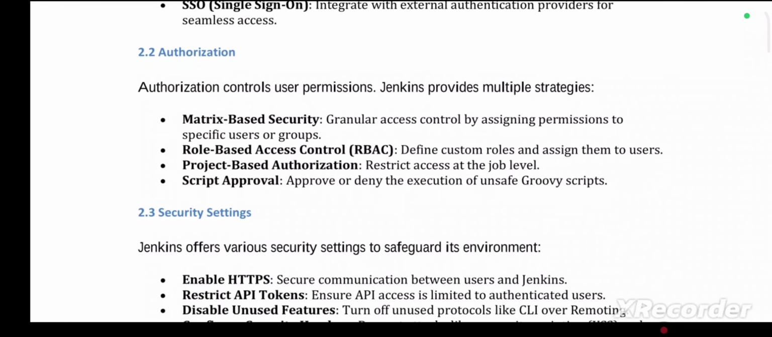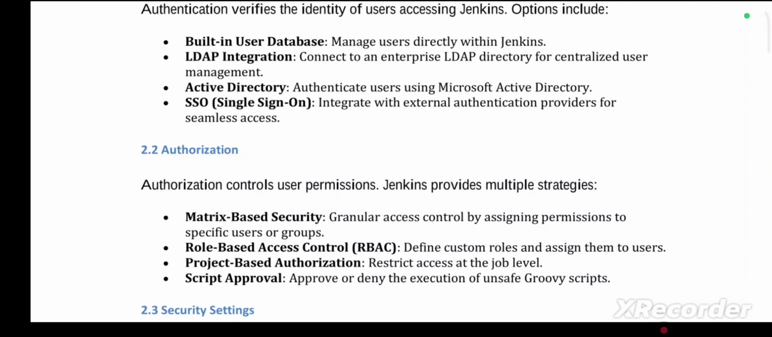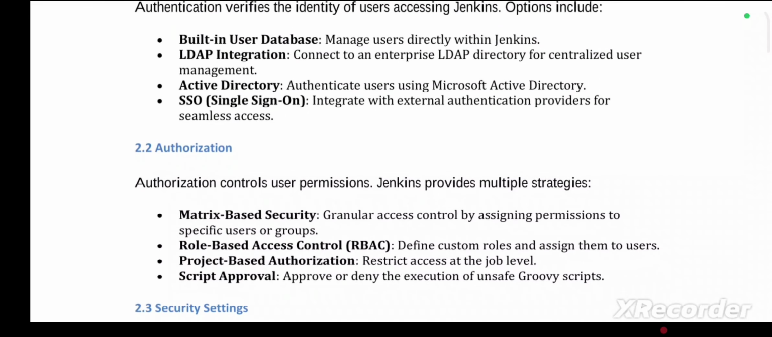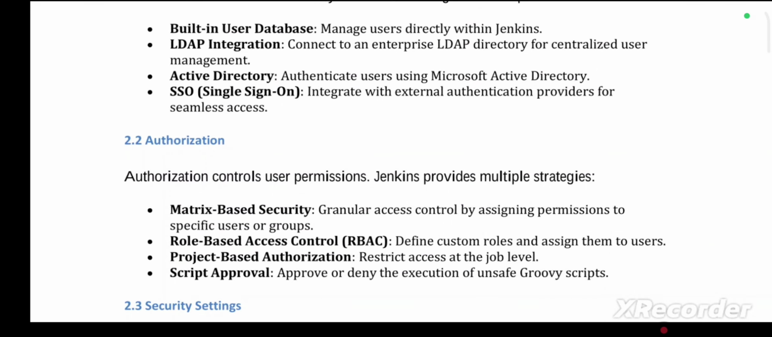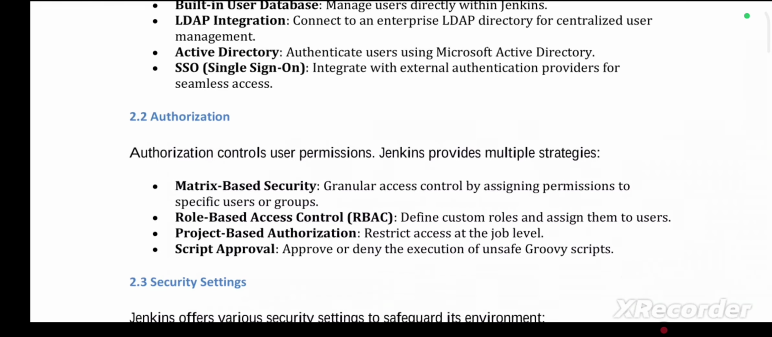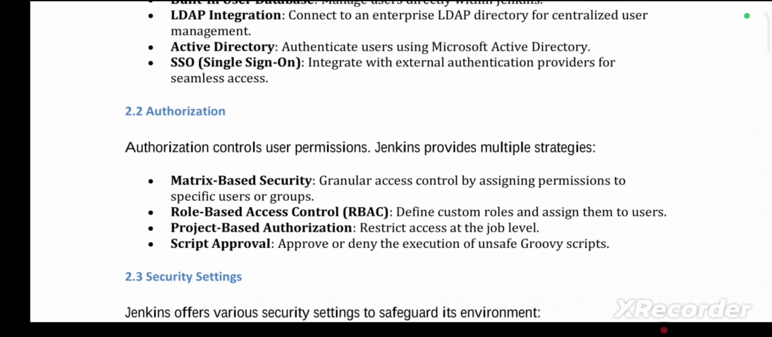And the second one was authorization. Authentication is like who can access, and authorization is like what they can access. Authorization controls the user permissions, and Jenkins provides multiple strategies. These are some different strategies. Matrix-based security: in this particular matrix-based security, granular access control by assigning permissions to specific users or groups.